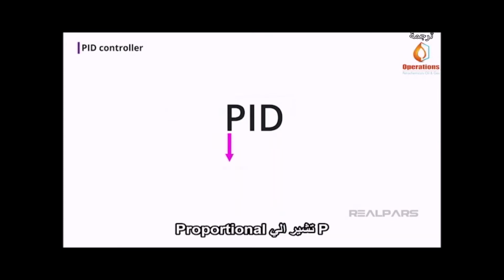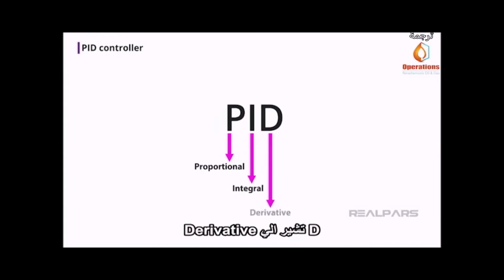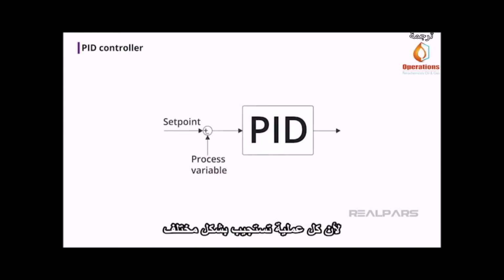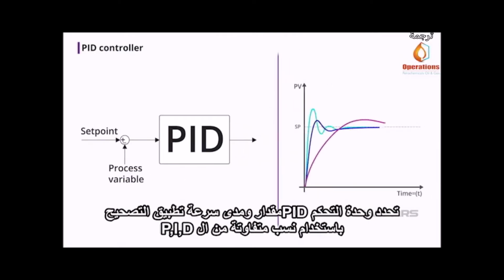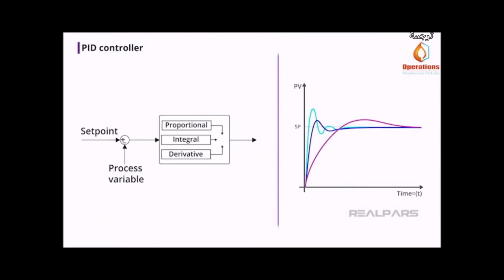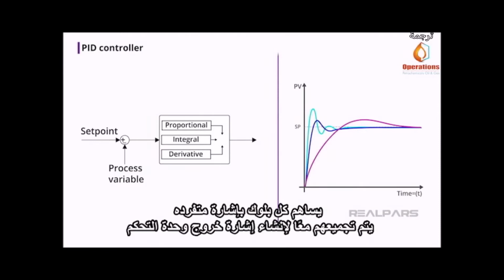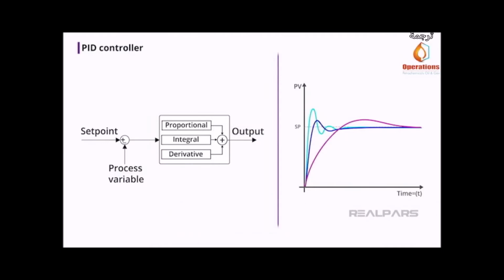P stands for proportional, I stands for integral, and D stands for derivative. Because every process responds differently, the PID controller determines how much and how quickly correction is applied by using varying amounts of proportional, integral, and derivative action. Each block contributes a unique signal that is added together to create the controller output signal.